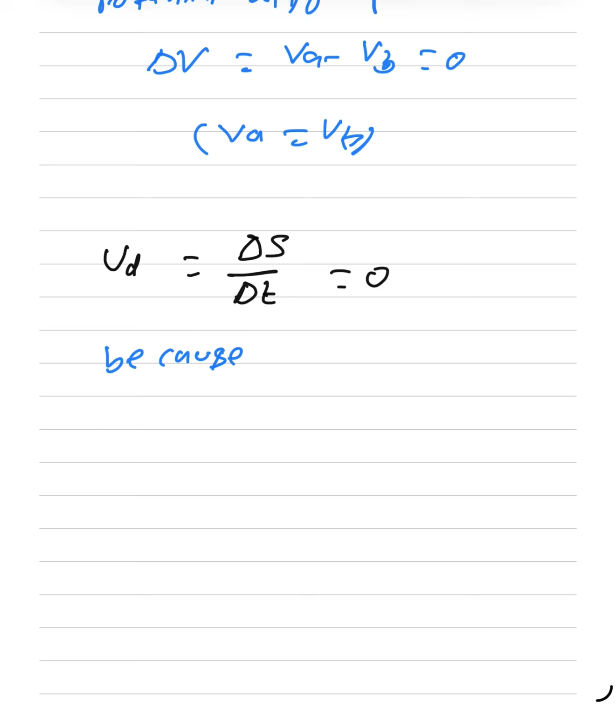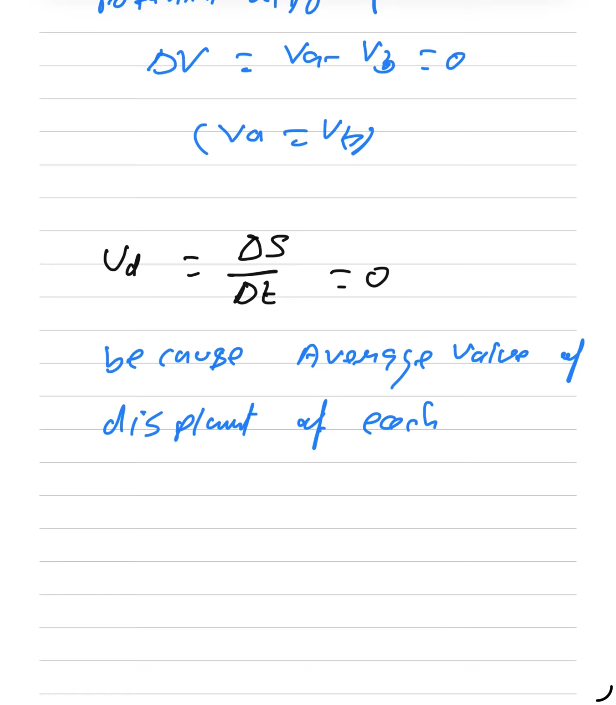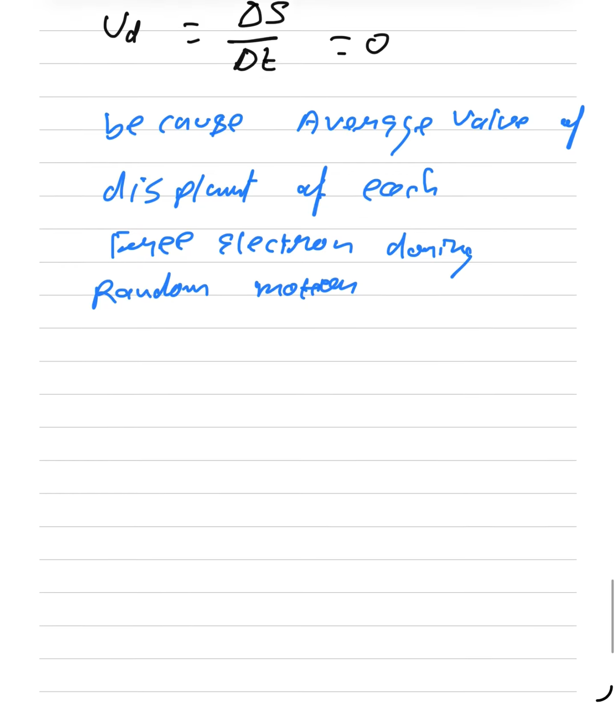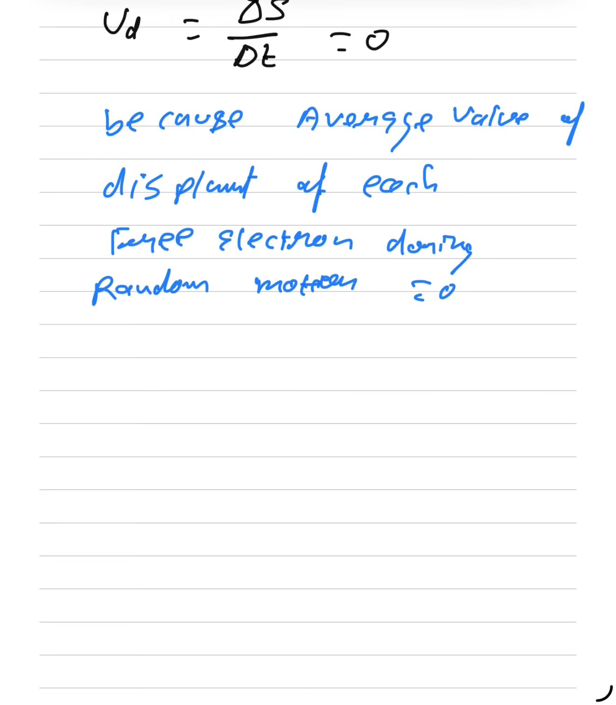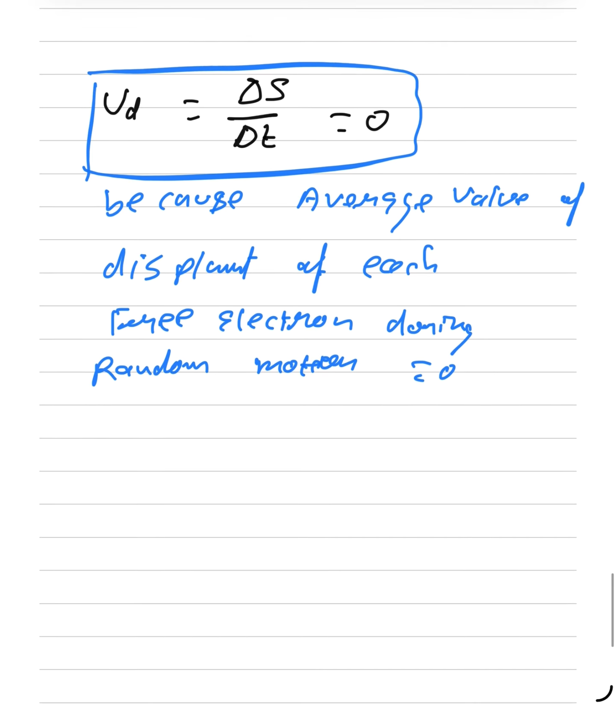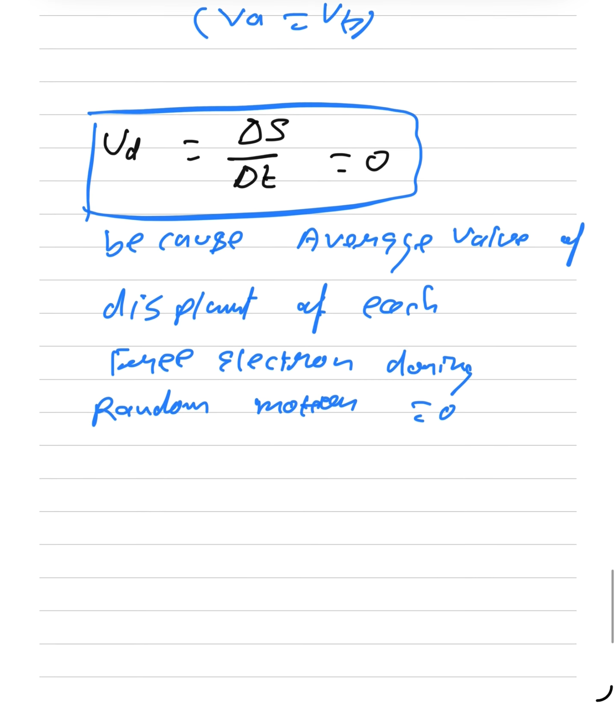because the average displacement of each free electron during random motion equals 0, and due to zero displacement, the drift velocity of the free electron must be equal to 0, because drift velocity equals displacement divided by time.